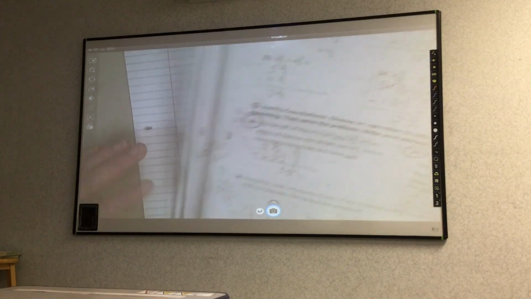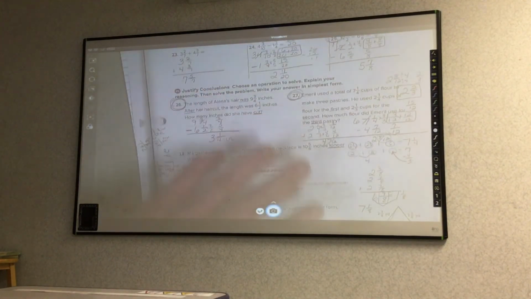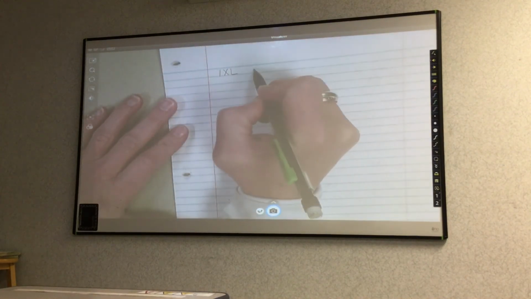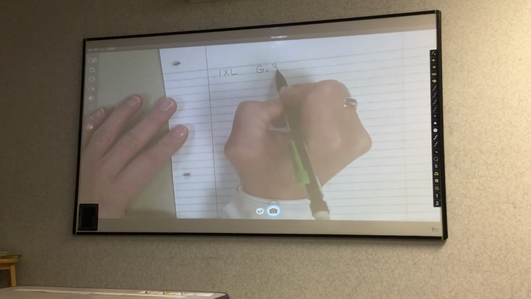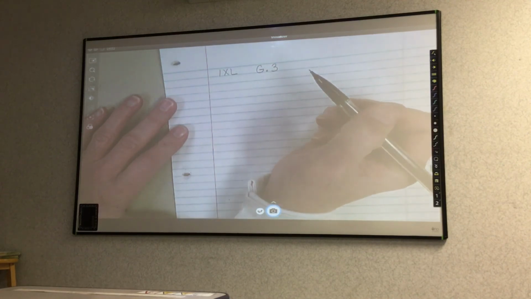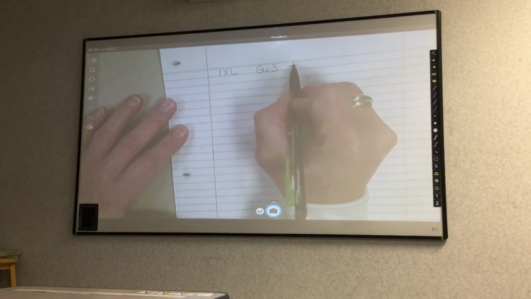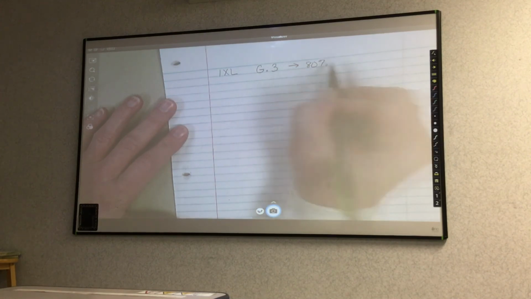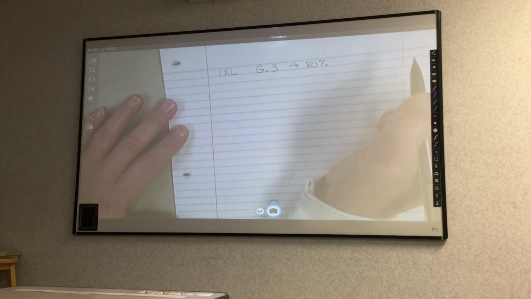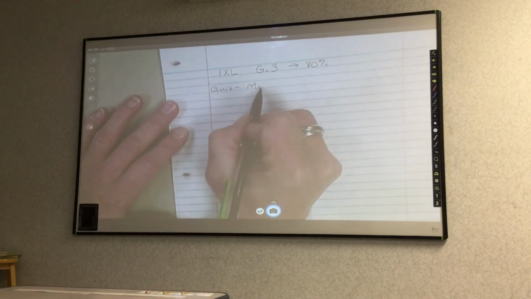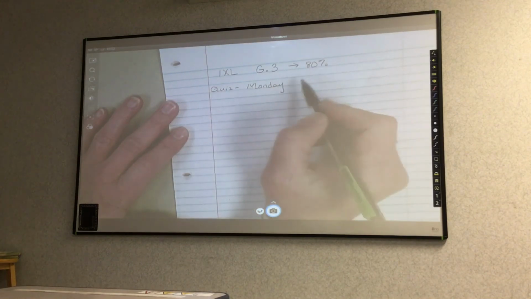So what you are going to be expected to do now, after you corrected this and you make your corrections, you are going to get on IXL. You are going to do G3, which is adding and subtracting fractions with adding and subtracting mixed numbers. You need to get this to an 80%. Okay? If it's not to an 80% at the end of the period, you are going to need to take it home for homework and work on it over the weekend, because our quiz is Monday.